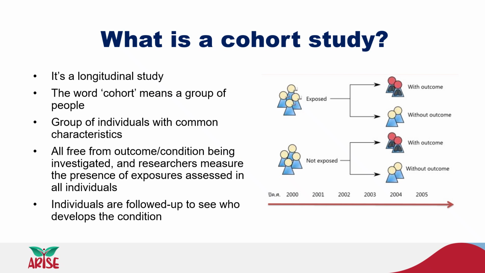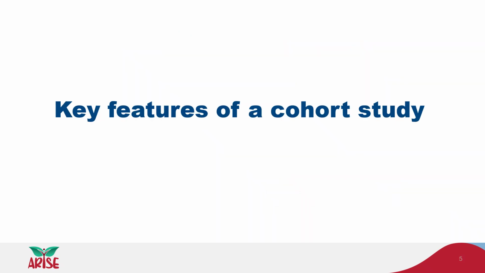We start by recruiting a group of people who do not have the outcome or condition of interest. For example, people living with HIV without any depression at the start of the study. So essentially we recruit all participants who are free from the outcome condition being investigated. Next, we would assess their exposure status while we follow them up until they develop the disease or do not develop the disease. When critically evaluating or conducting a cohort study, there are a few key features that need to be considered.